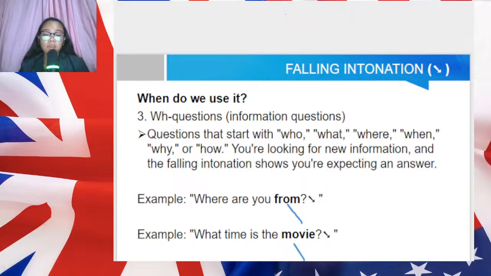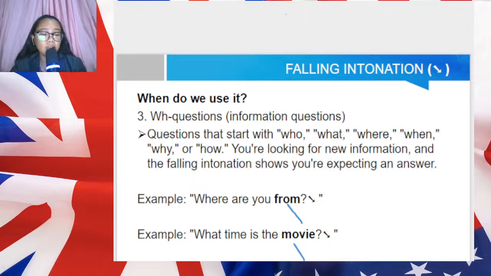Okay. Now, in all these cases, everyone, the falling intonation conveys that you are confident in your question. You are not seeking information, but you are expecting a direct informative answer. It's the vocal cue that says, I've asked my question. Now please give me the information.